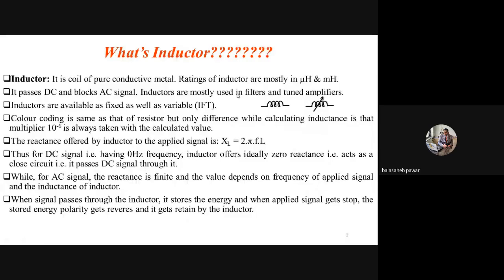Now what is that inductor? The inductor passes DC and blocks AC signal. So see, it is again somewhat different from that of a capacitor. In case of a capacitor, what we summarized over there is that the capacitor blocks DC and passes AC. In case of an inductor, generally we say it passes DC and blocks the AC signal. Okay, and mostly these inductors are used again as a filter.